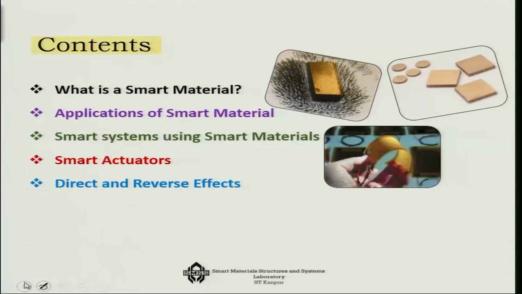So let's look into that. What we are first going to talk about is what a smart material is after all, and then we'll talk about the applications of smart materials, what motivates us to work on them, and not only the materials, you can actually develop smart systems using smart materials. So we will talk a little bit about that. Then the smart actuators and direct and reverse effects in such smart materials. So let's unfold the story one by one.